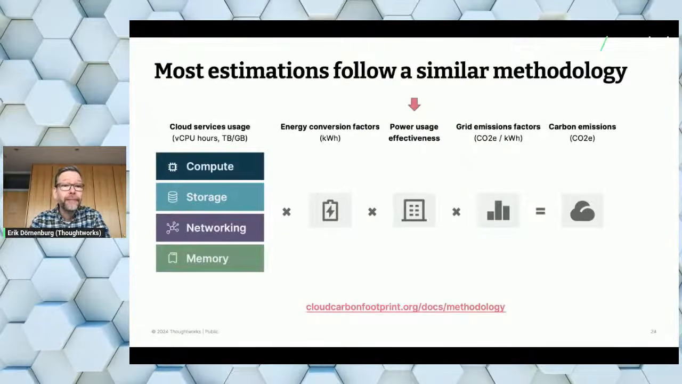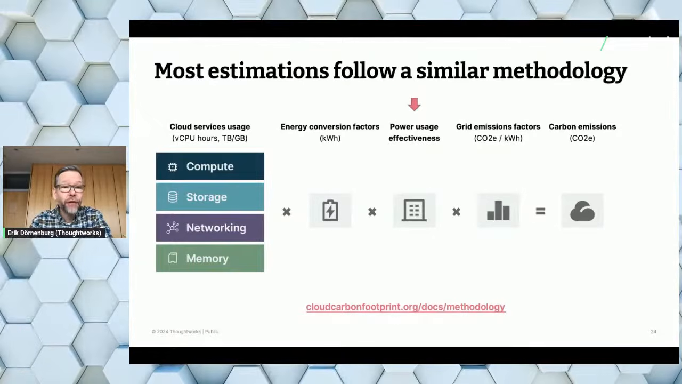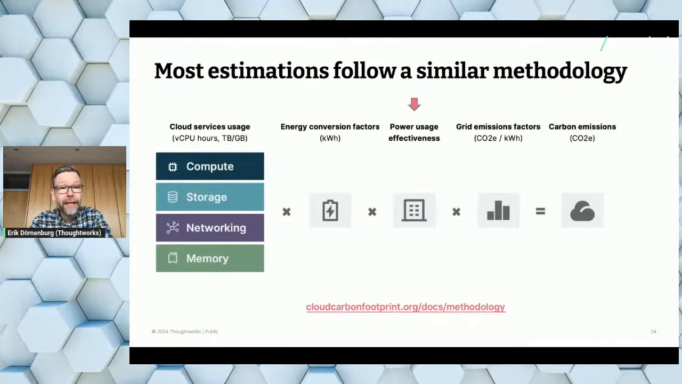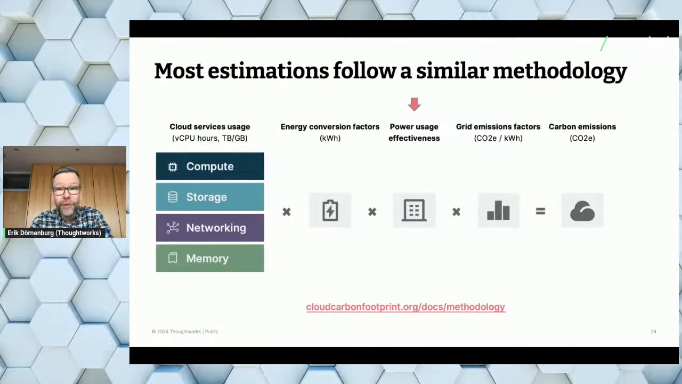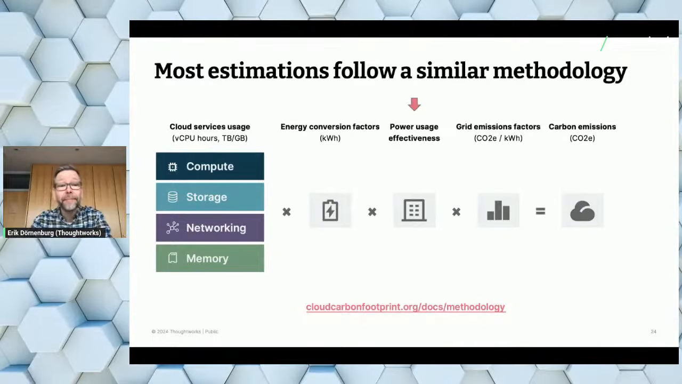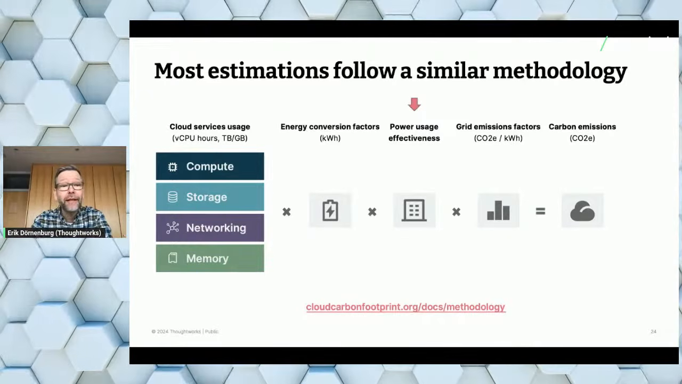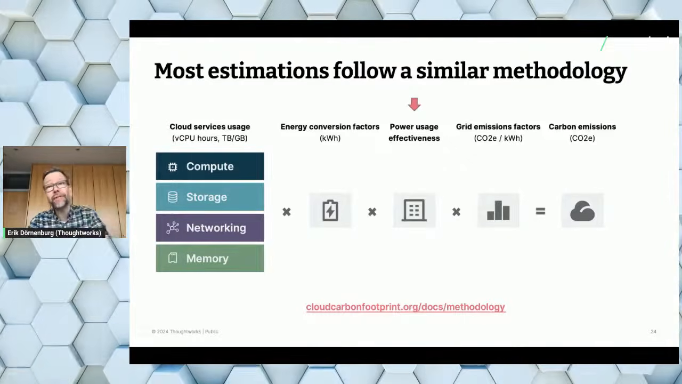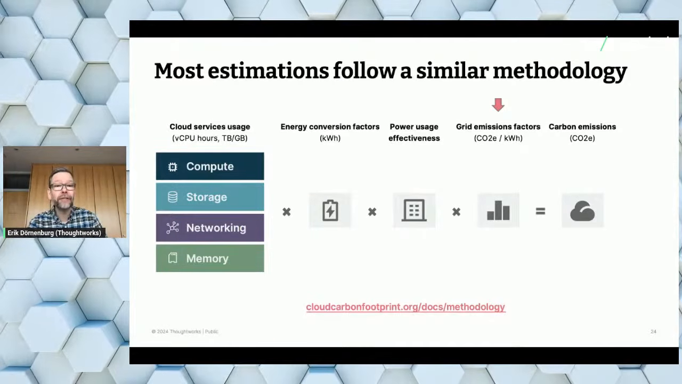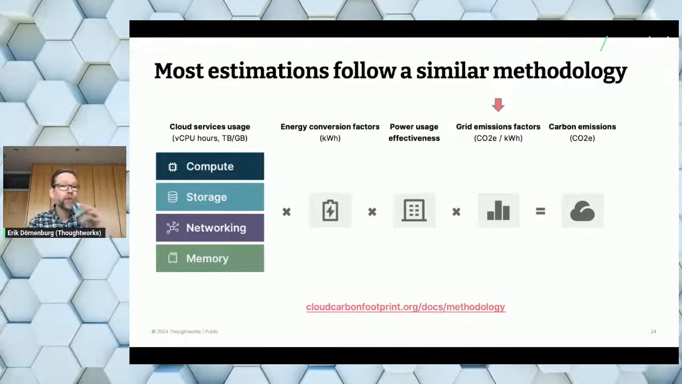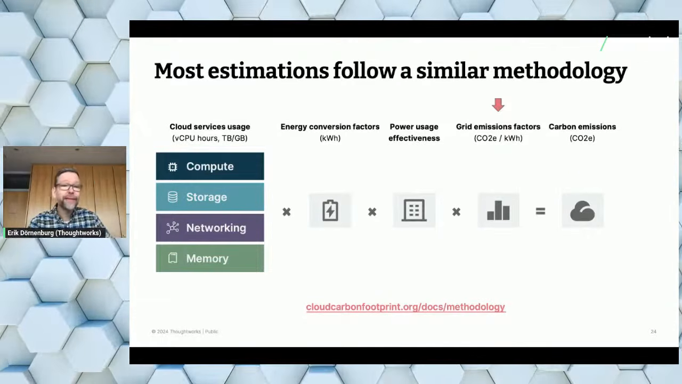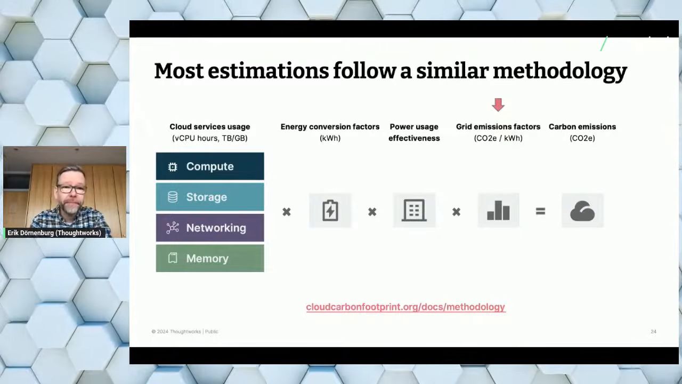So now you have the energy conversion factors. You've converted the usage into kilowatt hours. Now you need to multiply that by the PUE that we discussed before, because it depends on your data center. And then the next thing you need to do is get from the kilowatt hours to the CO2 emissions, which means you need to have some grid emission factors. You want to get to the CO2 emissions.